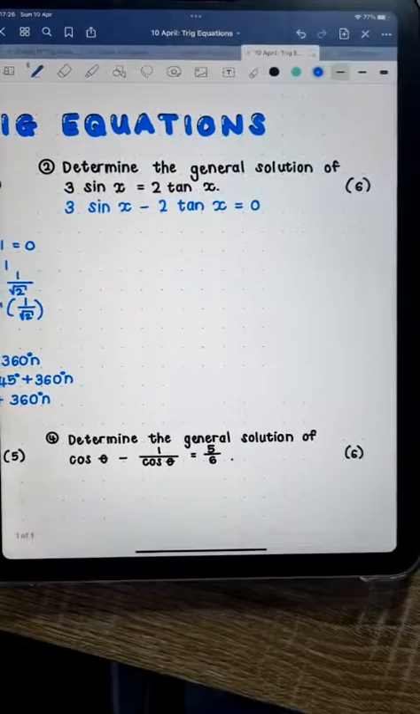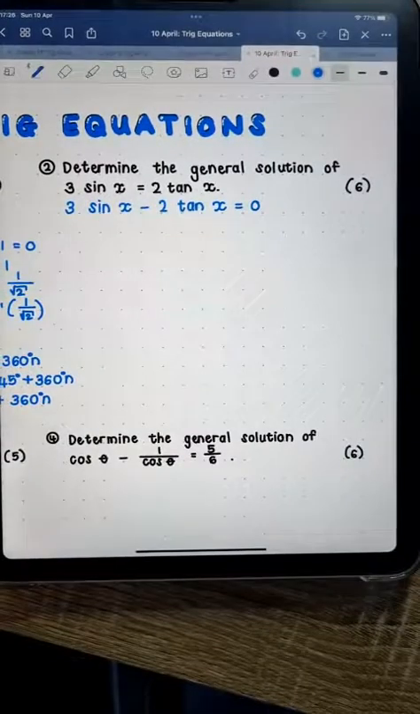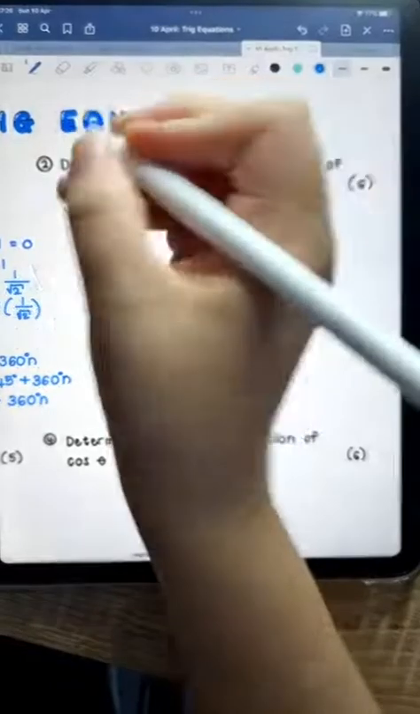So what do you guys think? Does anyone have an idea of what we can do here to actually solve for x, or to get this in a simpler form so that we could possibly factorize? Are there any ideas? I'm watching the comments, and if someone says something that sounds like a good idea, then we'll try it out. Change tan. Yes, let's try that. Okay, let's change tan to sine over cos.